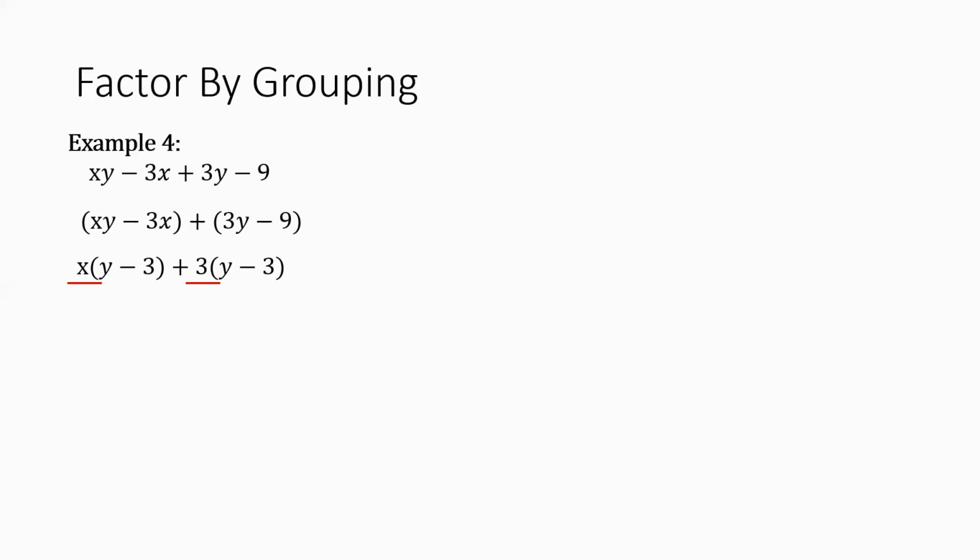And so to write my final answer, I put parentheses around the terms that I just underlined, x plus 3, and then I put another parentheses and put in y minus 3. And I only put it in once. I don't put it in twice. And so that's my factored form.